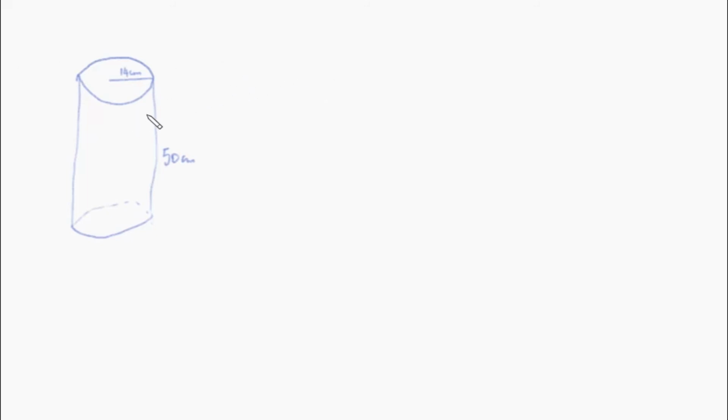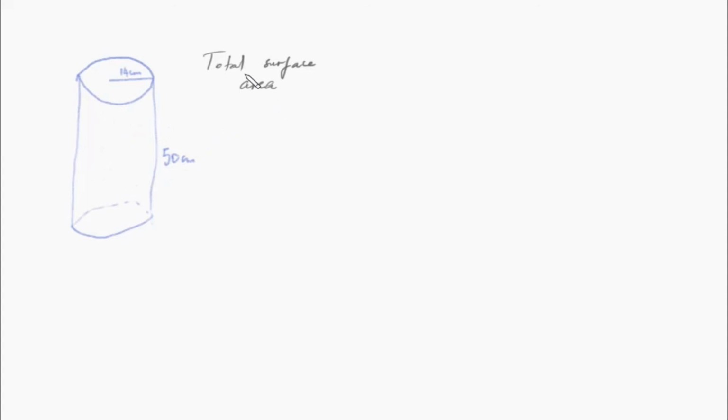Now, the total surface area here would imply the area of all the surfaces. So the cylinder is closed. If it's closed, that means we have this upper circle and the lower circle as surfaces, and we also have this curved surface here.